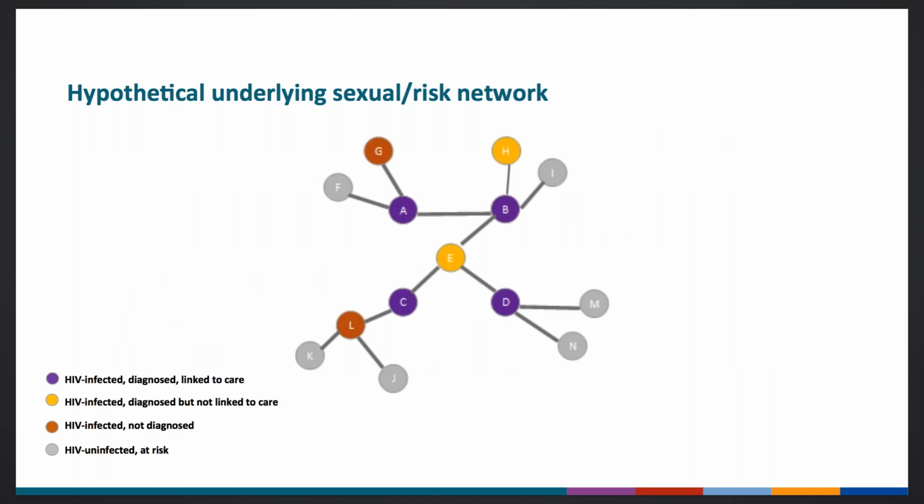So the underlying sexual and risk network that corresponds to that molecular cluster may look something like this. We have those 4 people that were in the molecular cluster, but there are a lot of other people as well that are diagnosed, undiagnosed, or not infected.